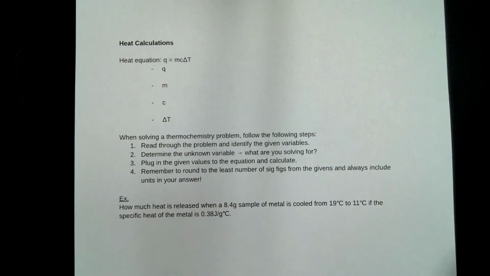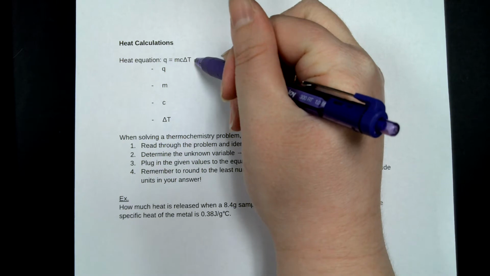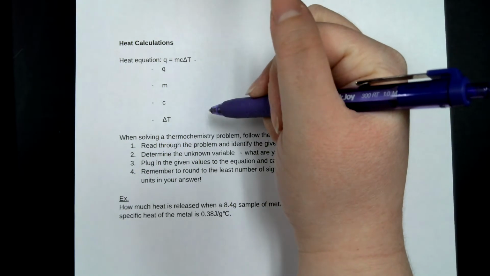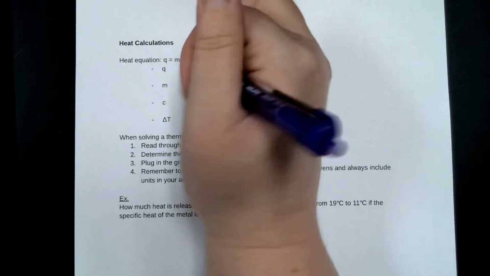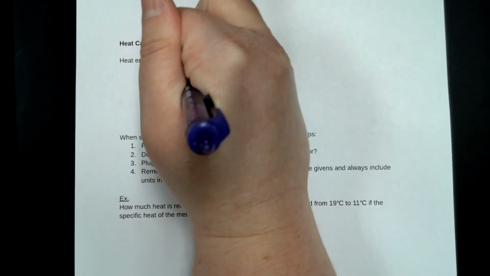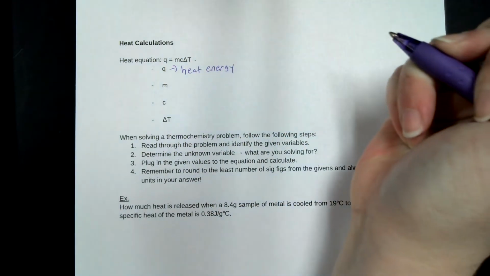Hi guys, today let's talk about heat calculations. So we're going to be using our heat equation Q equals mc delta T. But before we jump into the problems, let's talk about each of those variables and what their units are. So Q is our variable for heat energy, or just heat itself.